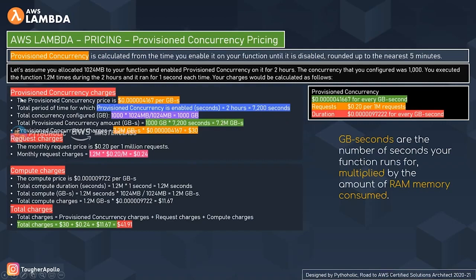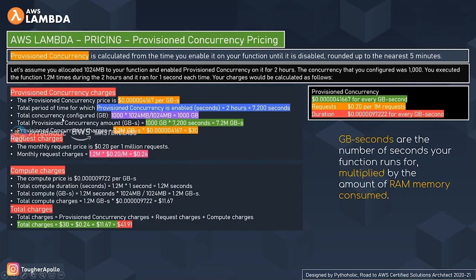So the first thing is to calculate the provisioned concurrency charges. The provisioned concurrency price is 0.0000041667, actually we have rounded it up, for every GB second. And the total period of time for which provisioned concurrency is enabled is 2 hours. When we convert it into seconds, it is 7200 seconds. Then the total concurrency configured in GB will be 1000, because the concurrency that you configured was 1000, multiplied by 1024 MB divided by 1024.